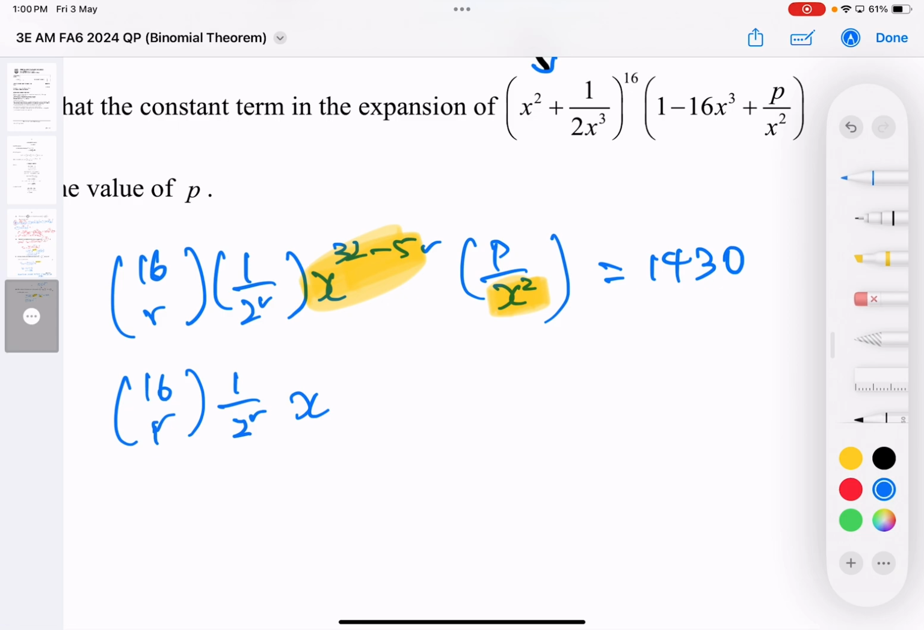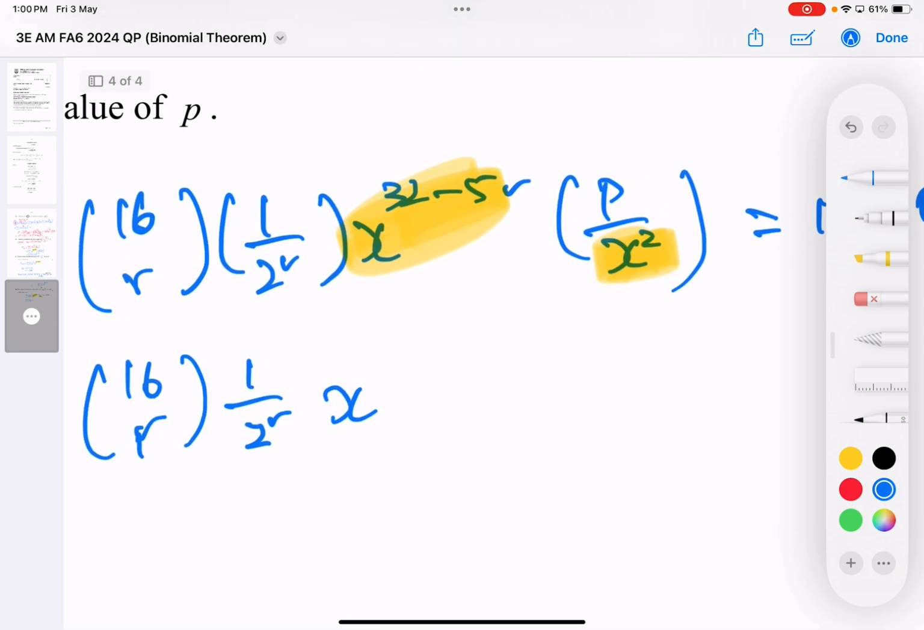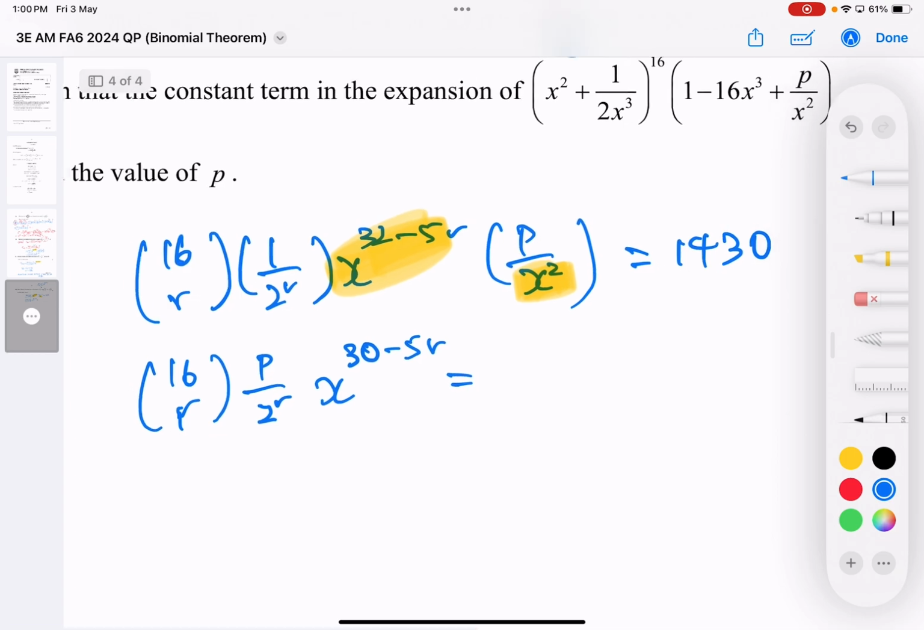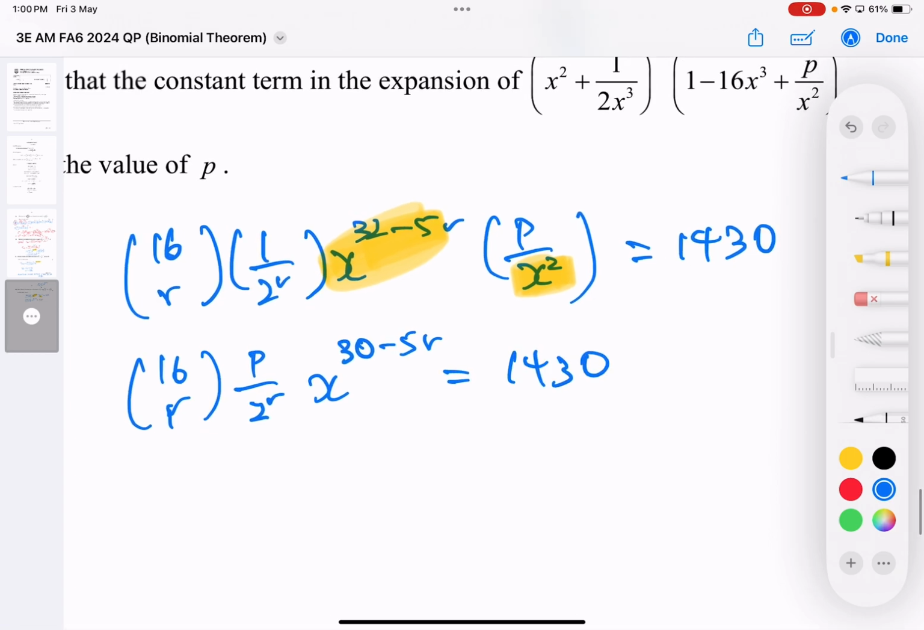Maureen, are you here? Yes, what do you think is going to be here? What is going to be my power? This is a times, this is a divide, same base. What do you think is going to happen to the power? So what's my answer? 30 minus 5R. So this is going to be 30 minus 5R. Don't forget the P. So I know this is going to be my 1430.